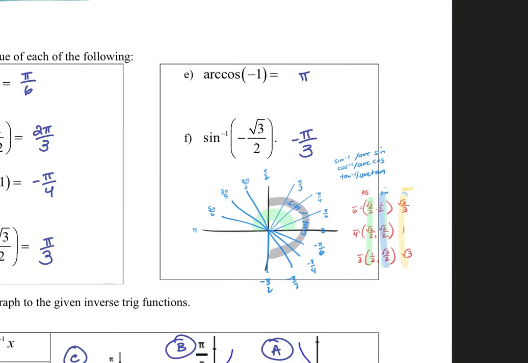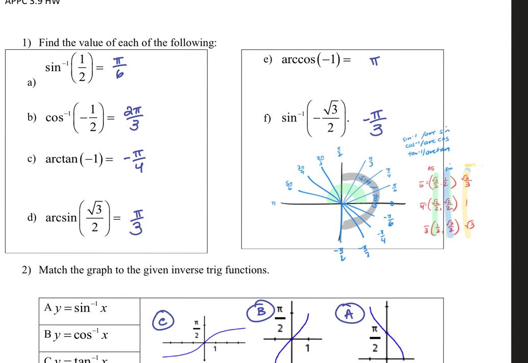So as you go through each of these, for example, A, sine -1 of 1/2, I'm looking for where my y would be 1/2, which is at pi over 6, and because it's positive, it's in the first quadrant. If that's at -1/2, now I'd be at -pi/6, because that's the quadrant I would use for sine.